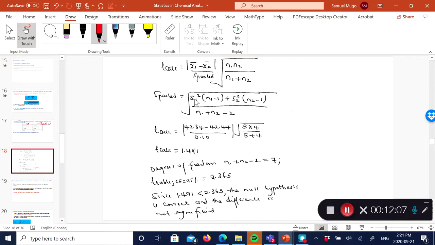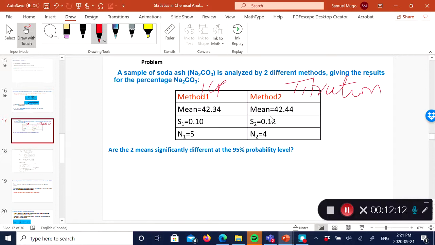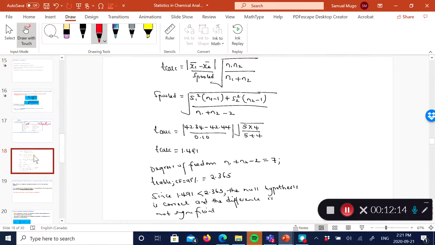Now, the S1 is the absolute standard deviation for method 1, S2 is the absolute standard deviation for method 2, and the rest are fairly obvious, the number of repeats, that's the N. And you can see the T that you've calculated is 1.491. And then the T from the table, with 7 degrees of freedom, is equal to 2.365. And so you can see that the T from the table is much larger than the T calculated.